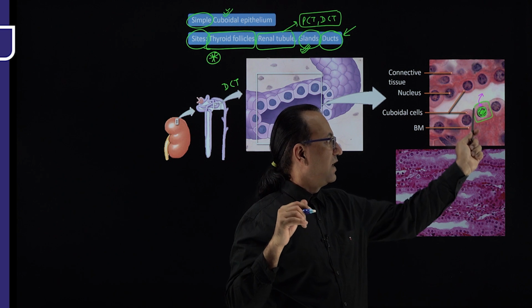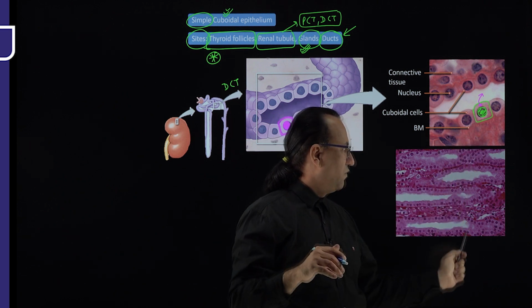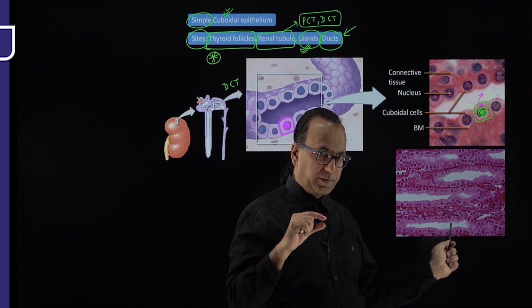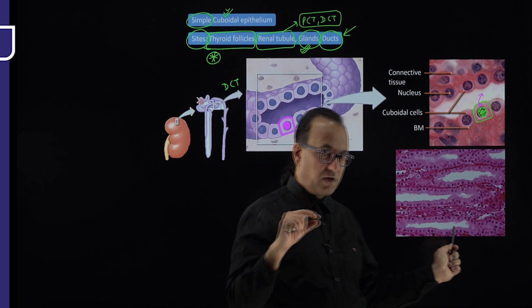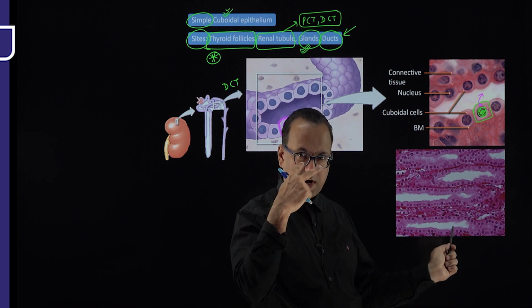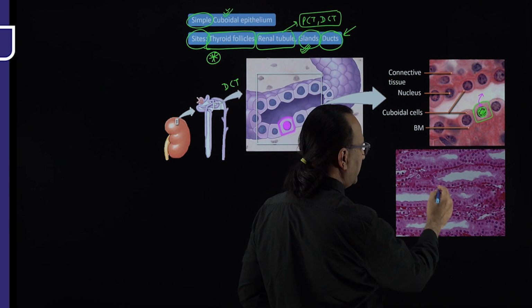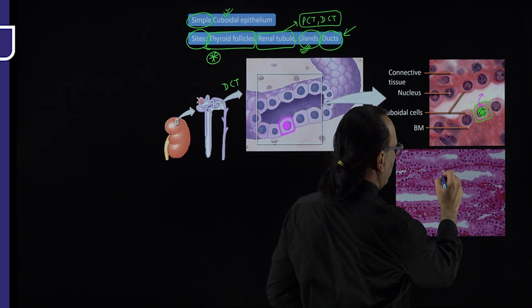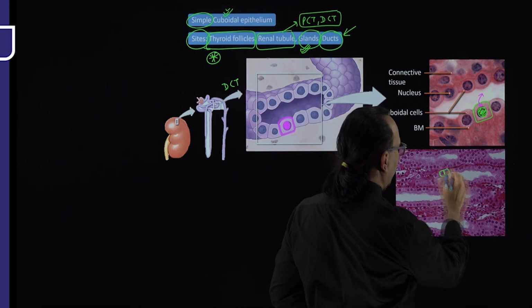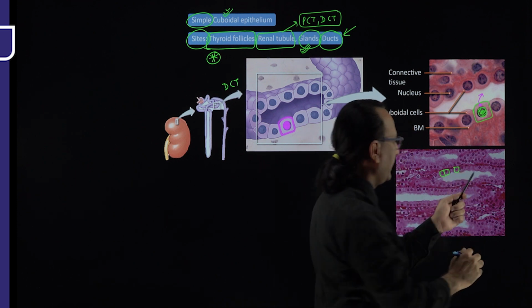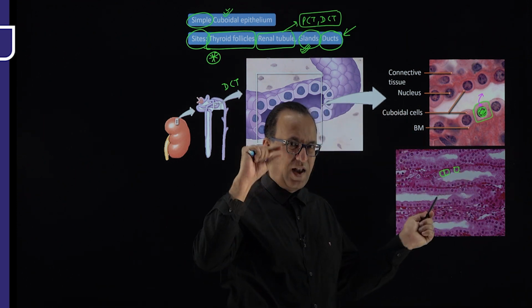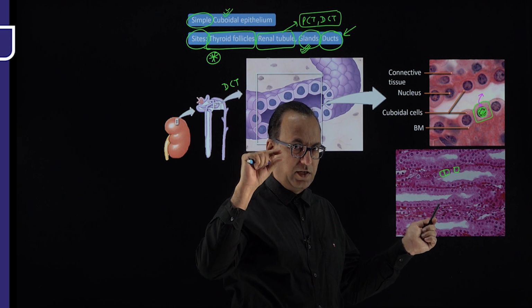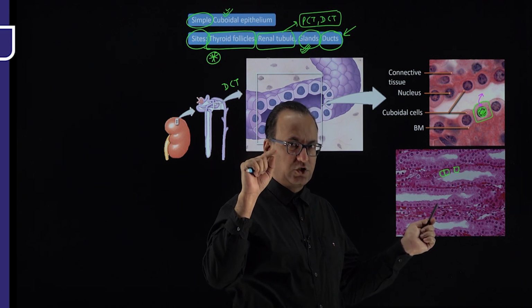So just by looking at the nuclei, you can say whether it is a simple squamous epithelium or cuboidal or columnar. Your eyes must be trained to quickly identify the type of cells. This is a low magnification, and we should know that this is how the simple cuboidal epithelium will appear. In fact, by just looking at the nucleus, flat nucleus, simple squamous epithelium. If it is a central spherical nucleus, cuboidal epithelium.